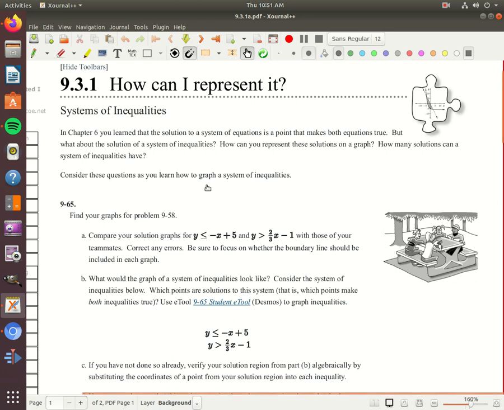On to 931. I'm hopeful this one will be kind of short, but I guess we'll see. So now we're going to look at systems of inequalities.